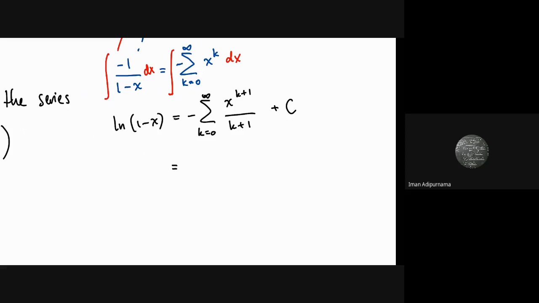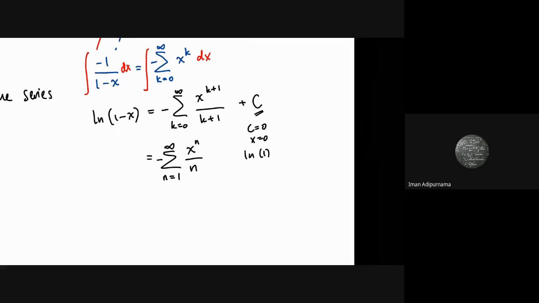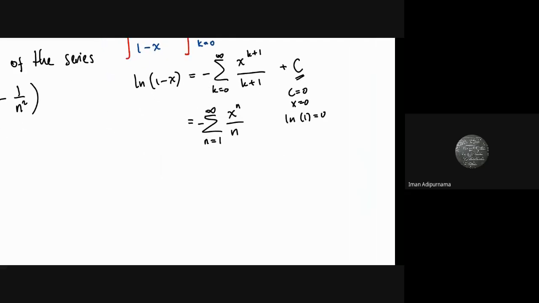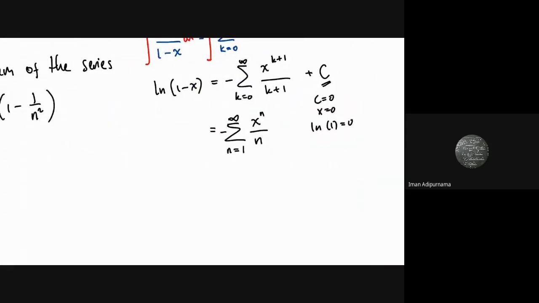We can write down these terms in n equal 1. So we are shifting the power, so it becomes n, and it becomes n, and it's negative. You can check this c. C will be 0 if x is 0, because ln 1 is 0. Okay. So the answer will be negative. This is the answer.